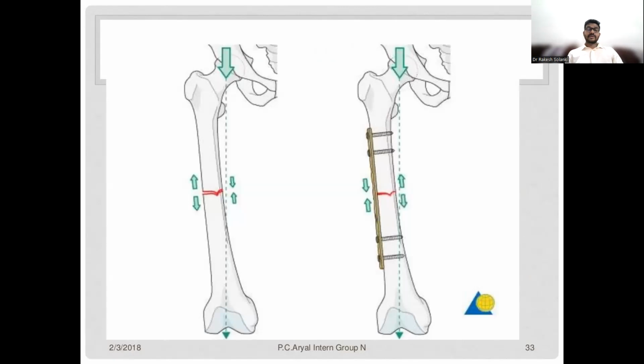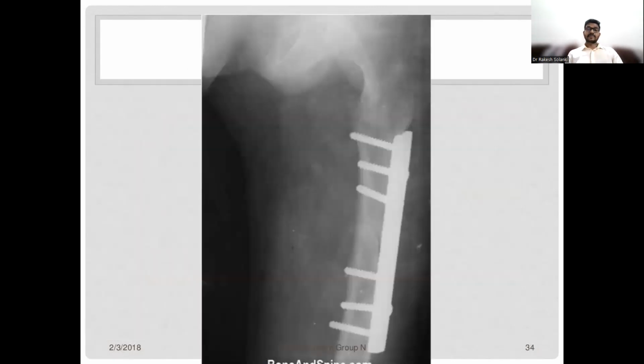This is a diagram showing a shaft of femur fracture treated with open reduction internal fixation with plating. This is the X-ray showing a shaft of femur fracture treated with open reduction and plating.